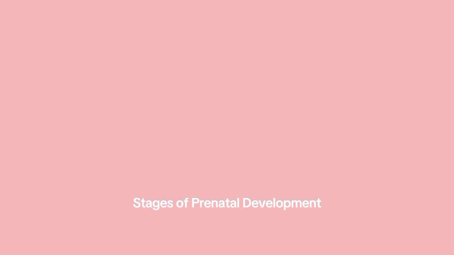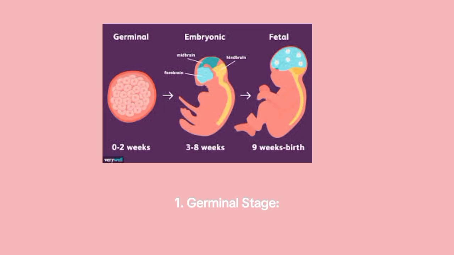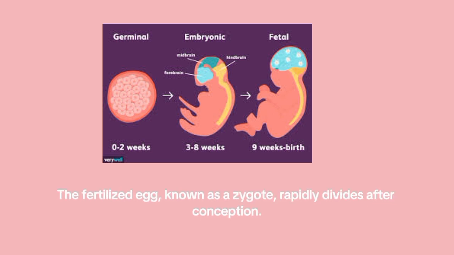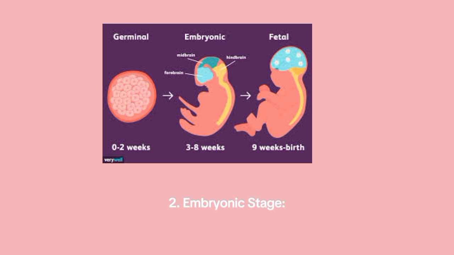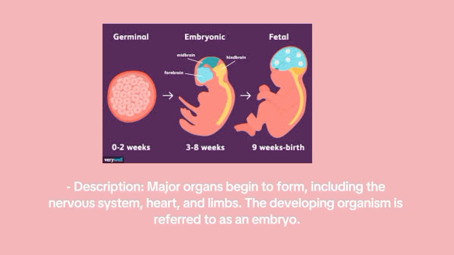Stages of prenatal development. 1. Germinal stage. Duration begins at conception and lasts for 2 weeks. The fertilized egg, known as a zygote, rapidly divides after conception. 2. Embryonic stage. Duration lasts until about 8 weeks after conception. Description: major organs begin to form, including the nervous system, heart, and limbs. The developing organism is referred to as an embryo.